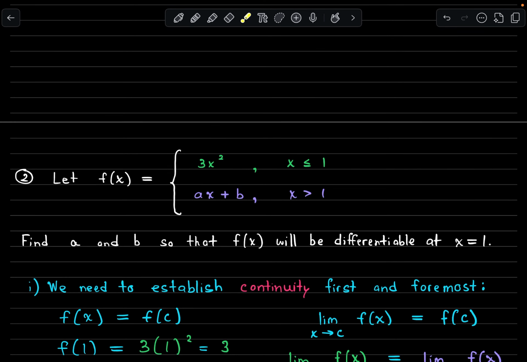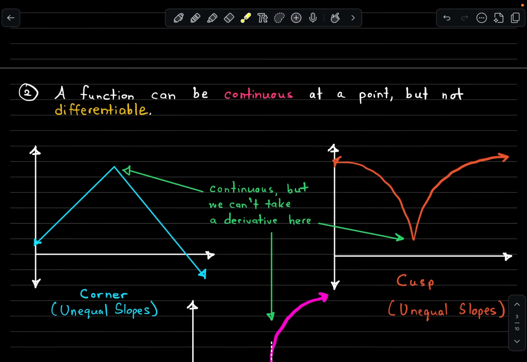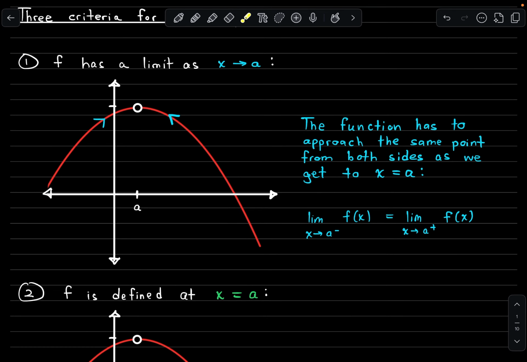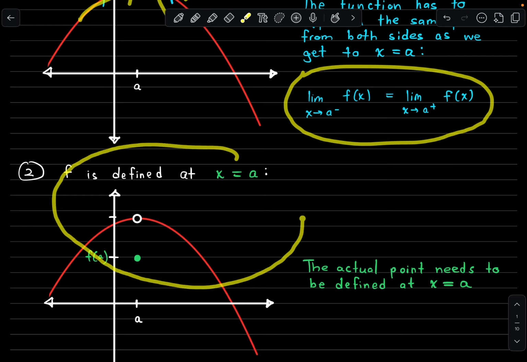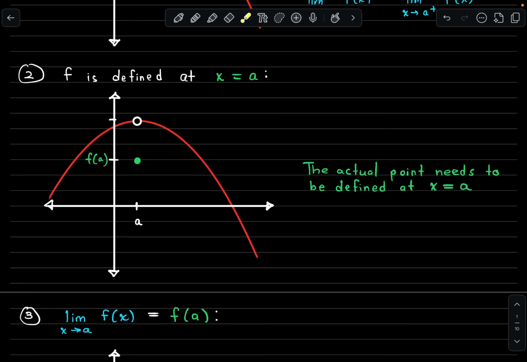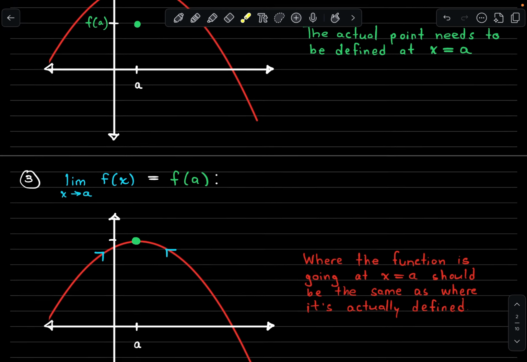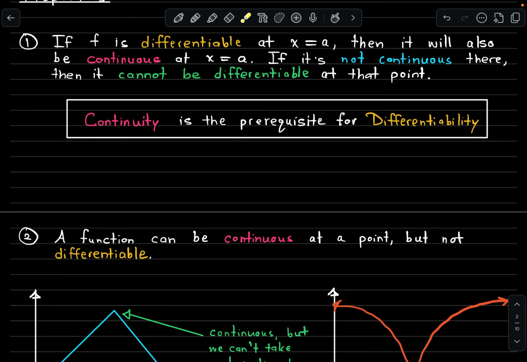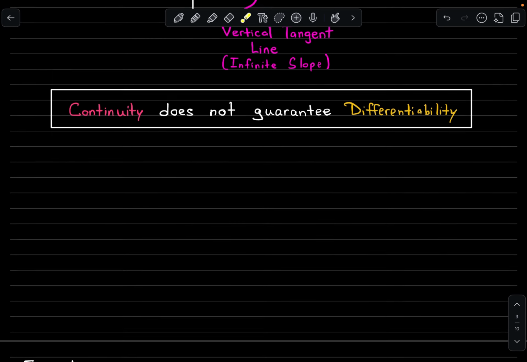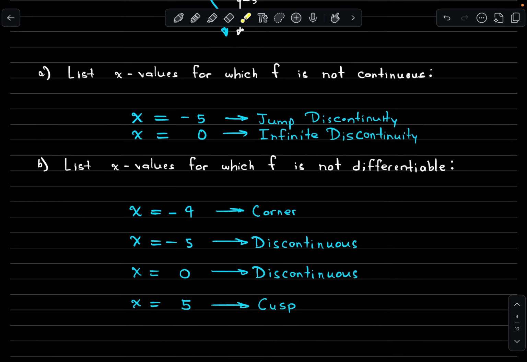If you remember, we have 3 conditions. The limit from both sides needs to be the same. Your function actually needs to be defined at your point, or sorry, your point needs to be defined at that value for x equal to a. And the limit needs to be equivalent to that point's definition. So let's run through this.